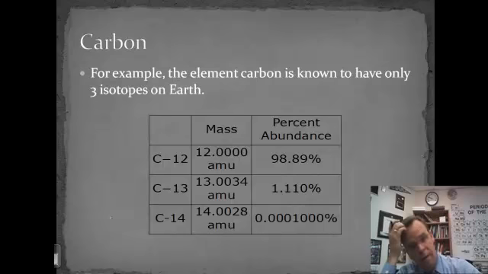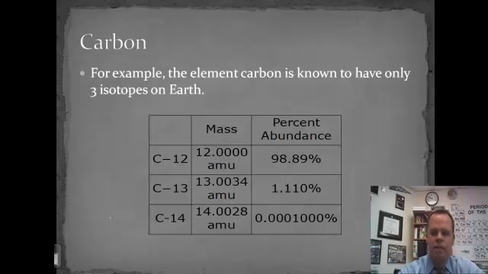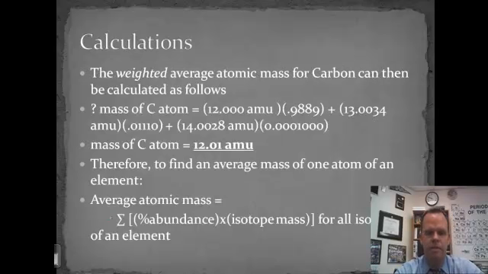So for example, carbon has 3 known isotopes on the Earth. Carbon-12, which is actually 98.89% abundant. Carbon-13, 1.110% abundance. And carbon-14, 0.0001000% abundance. You'll notice these masses are not mass numbers. These are actual masses where you're adding in the mass of the protons, neutrons, and electrons. Mass number is just protons plus neutrons.